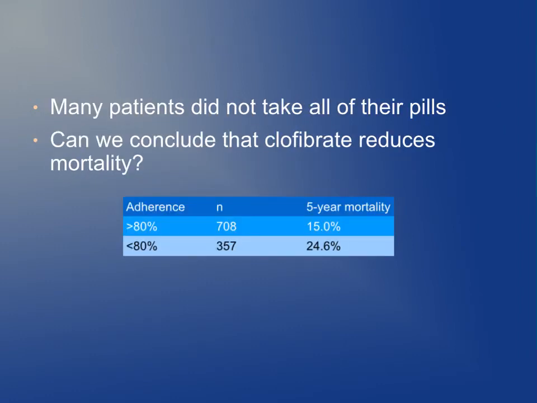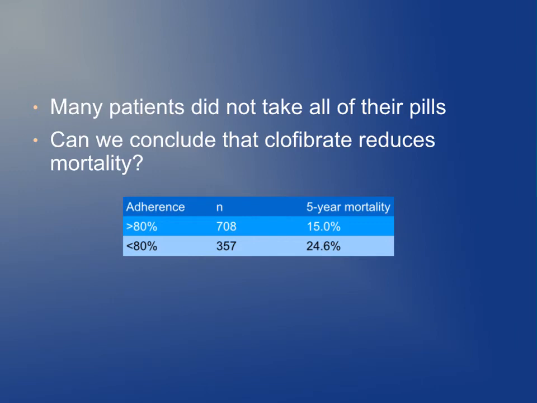Well, in this particular trial, a fair number of patients didn't take all of their pills. See that those who took all of their pills, about 15% died of a heart attack during the 5-year period, versus those who didn't take all their pills, it was 25%. So you might say, wow, it looks like it drastically reduced the mortality rate. This clofibrate stuff is actually effective. The problem with that is that this is not randomized.